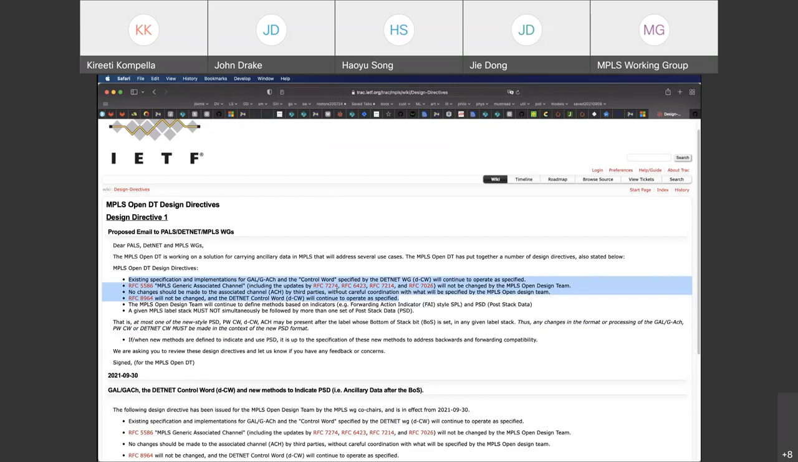So to your point, if I want to have G-ACH or pseudowire control word plus new style PSD, I have to make that a new TLV within the new style PSD. And if I want to make changes for it, I definitely would have to do that. Sorry, go ahead. I meant, what do we call the pseudowire control word that is sitting inside PSD? Is it the same name or do we come up with a new one?